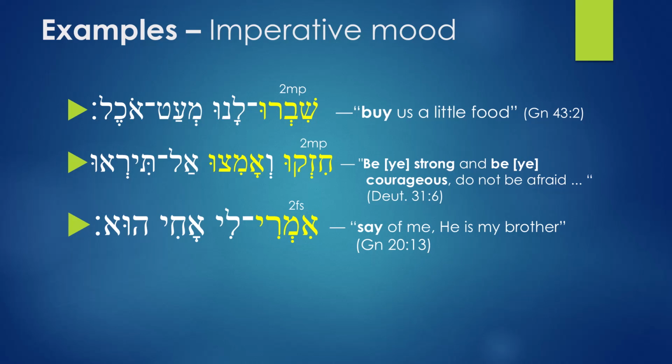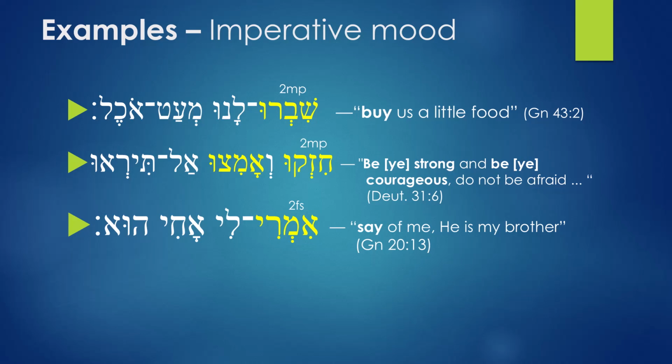We'amitzu, and be courageous. Al tiru. Al means do not. So do not, tiru, from yare. Yare means fear. Tiru, do not fear. So together you have be strong and be courageous. Do not fear, or do not be afraid.